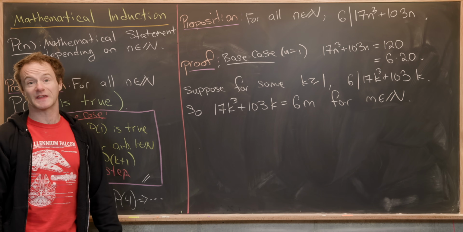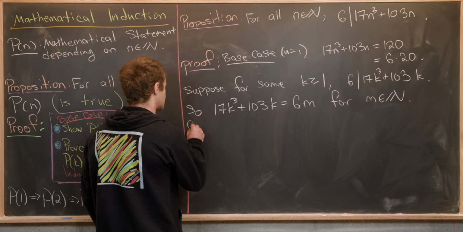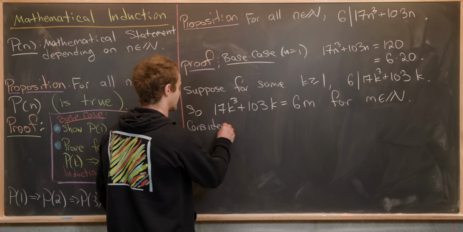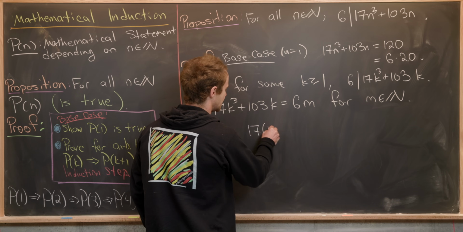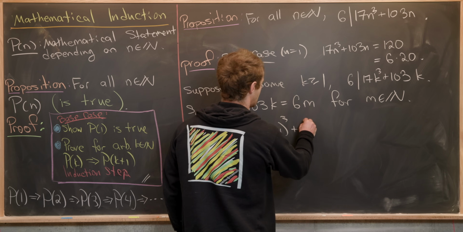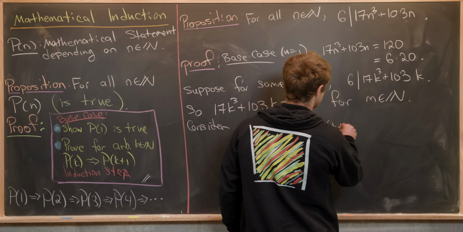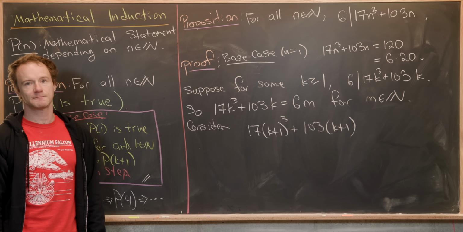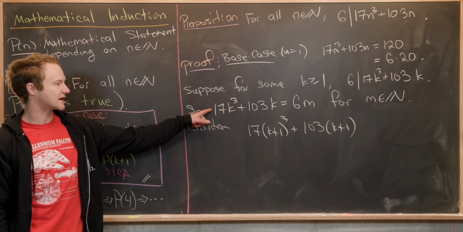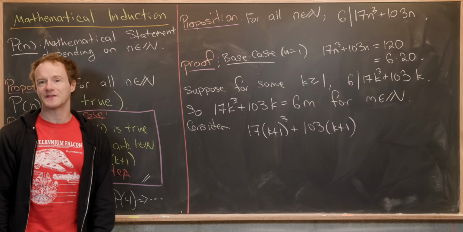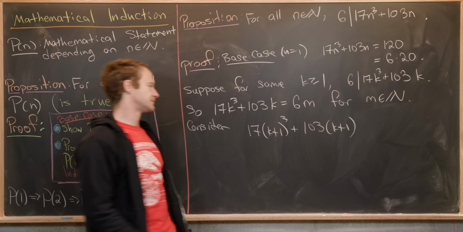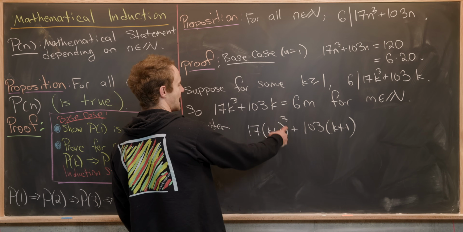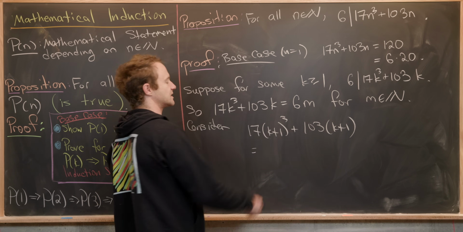Now we'll go ahead and look at the k plus first case. So I'll write it like this. Let's consider 17 times k plus 1 cubed plus 103 times k plus 1. Now let's do some calculation on that, and hopefully we can use our setup to show that that is a multiple of 6. So we can multiply out this binomial, so k plus 1 cubed.